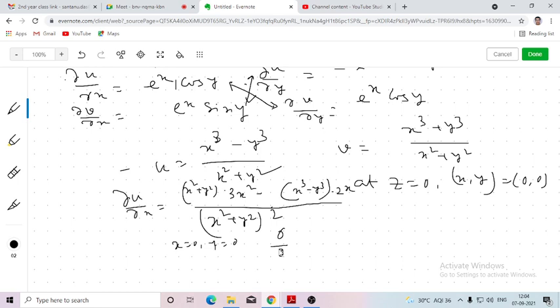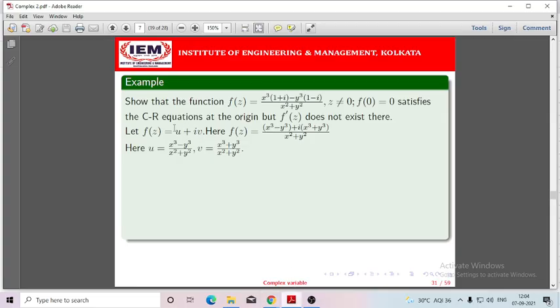Is that clear or not? We have to prove the partial derivatives are not continuous at 0. Yeah. So is that clear or not? But you also need to show that the Cauchy-Riemann equation is satisfied at the origin. That means del u del x equals to del v del y at 0, and del u del y equals to minus del v del x at 0. You need to show that the Cauchy-Riemann equation is satisfied at origin, as well as that the partial derivatives are not continuous.